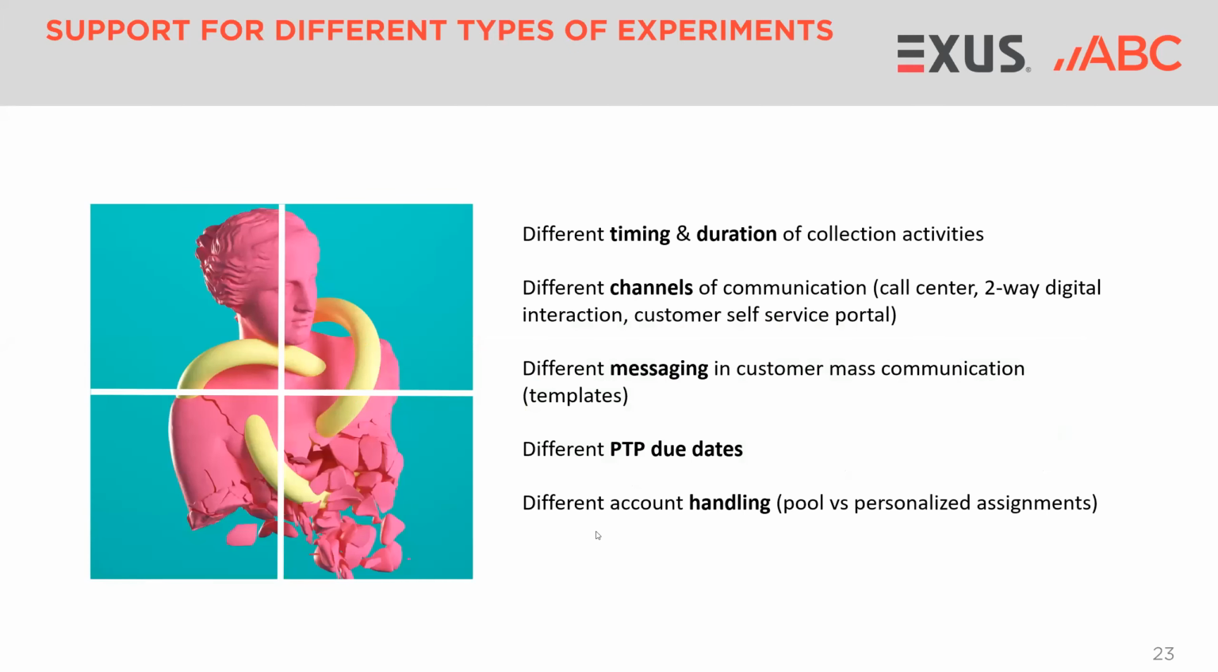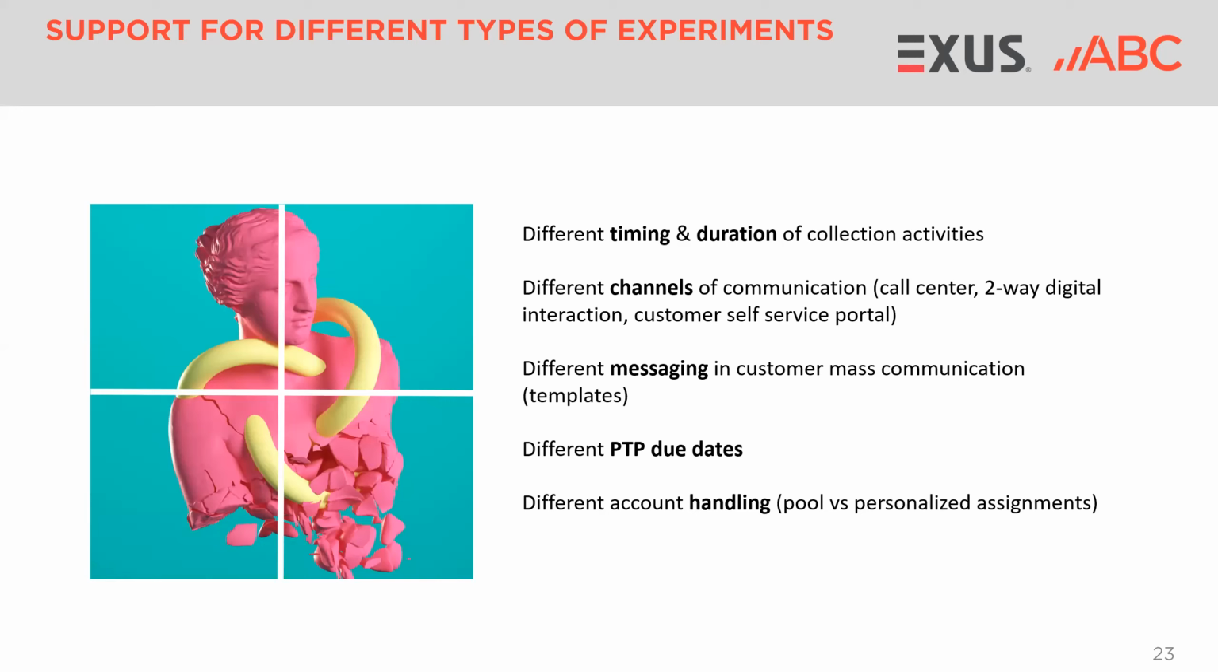What are the different types of experiments that you can expect to do in this system? As we've seen in the previous case studies, you want to be able to change the timing or the duration of collection activities, typically phone calls to your debtors. You might want to try different channels of communication with your debtors. So either you use your call center, or you may want to use a two-way digital channel interaction with your clients, or perhaps you want to drive customers to a self-service portal.